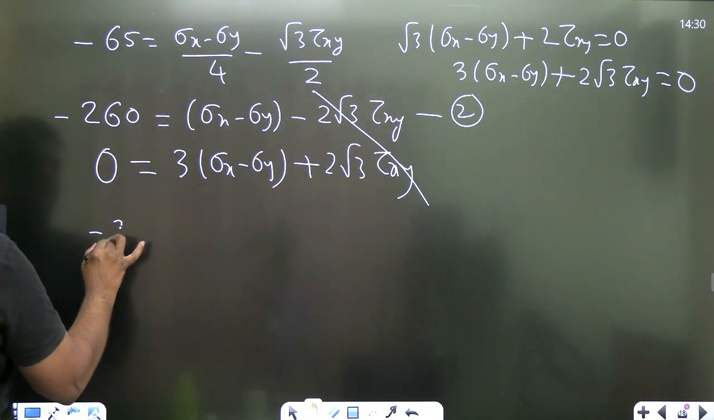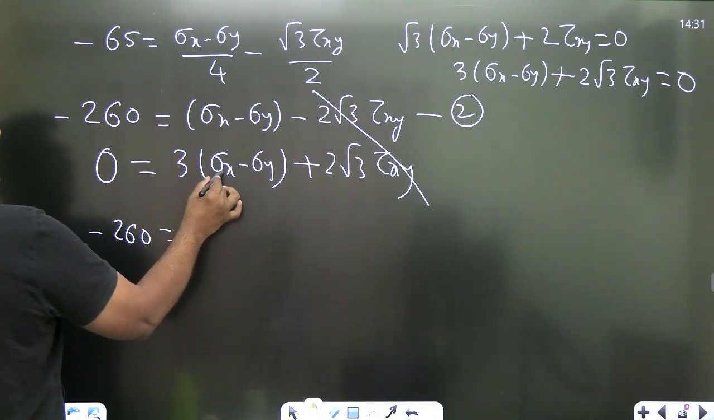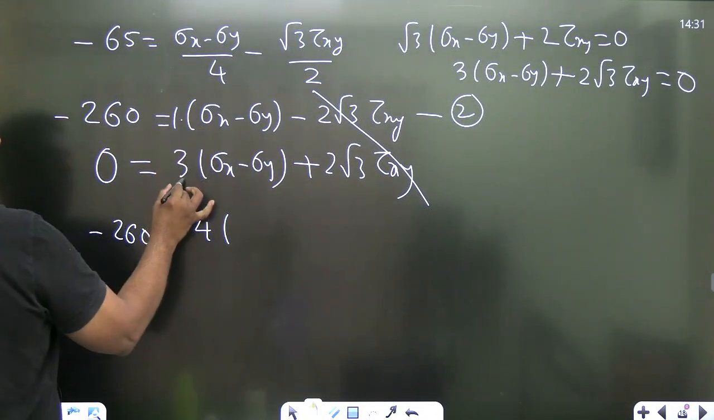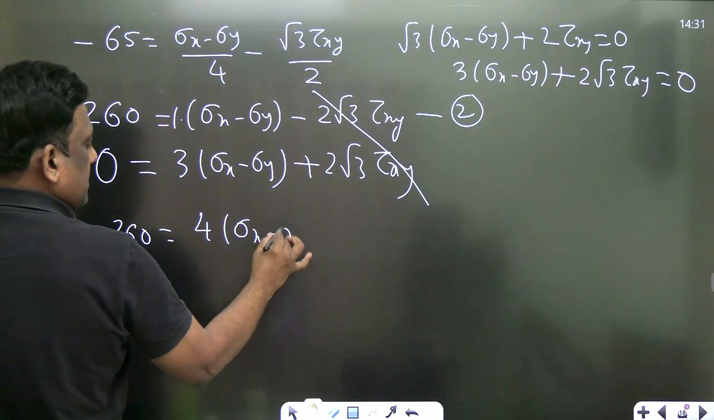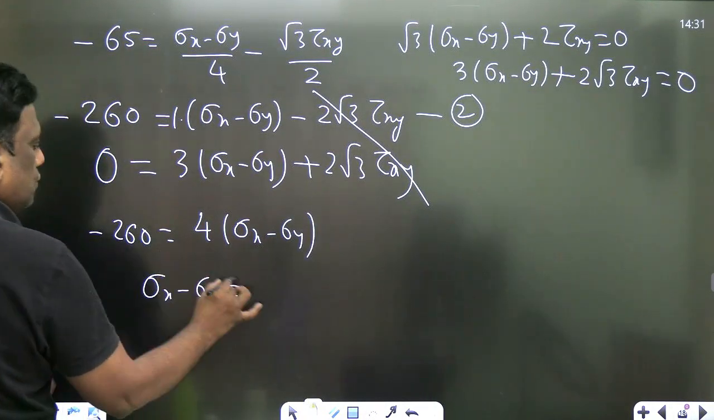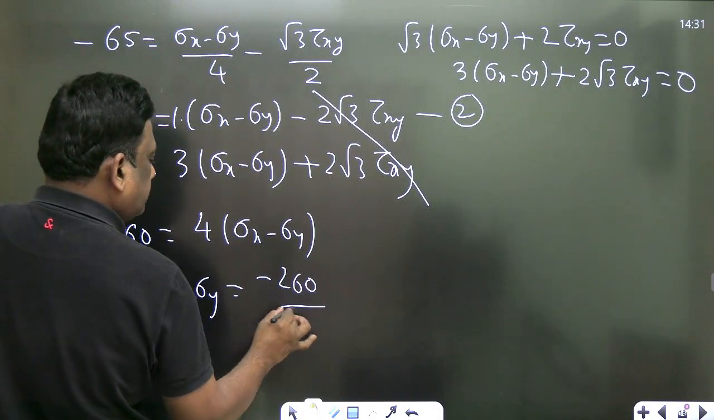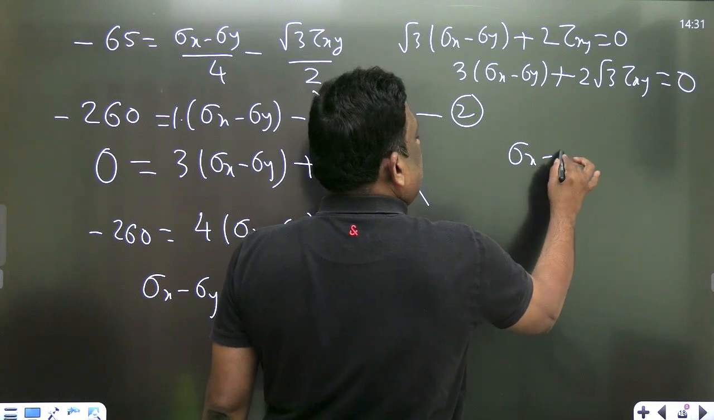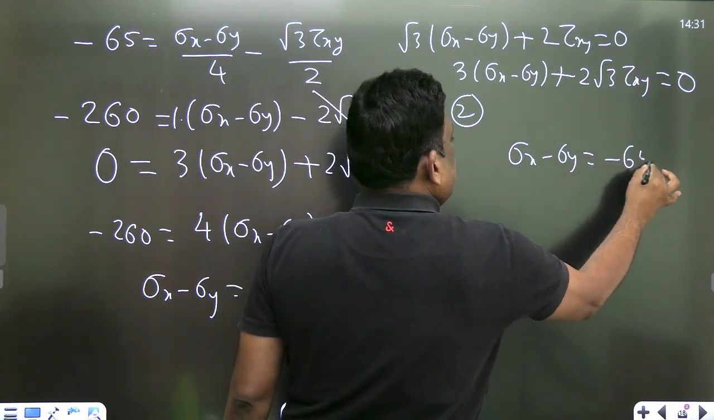तो ऐड करो. Minus 260 is equal to a minus b. Can I write this as 4 times, ये 1 है, 3 plus 1 4, sigma x minus sigma y? So can I write sigma x minus sigma y as 260 by 4, which is minus 65? So sigma x minus sigma y is minus 65.